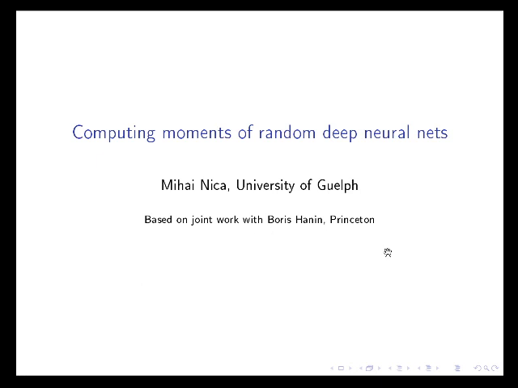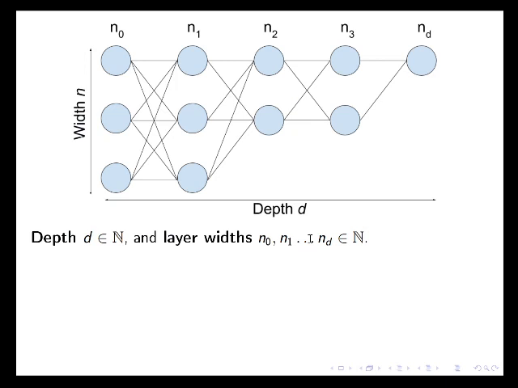Hello, I'm going to tell you about a method for computing moments in random deep neural nets, and this is based on joint work with Boris Hanin, who's now at Princeton. To fix notation, I'm going to look at networks that have depth d, and the widths I'm going to call with n. There's going to be n0, that's the input width, n1, n2, n3, and so on are the intermediate layers, and nd is the output width.